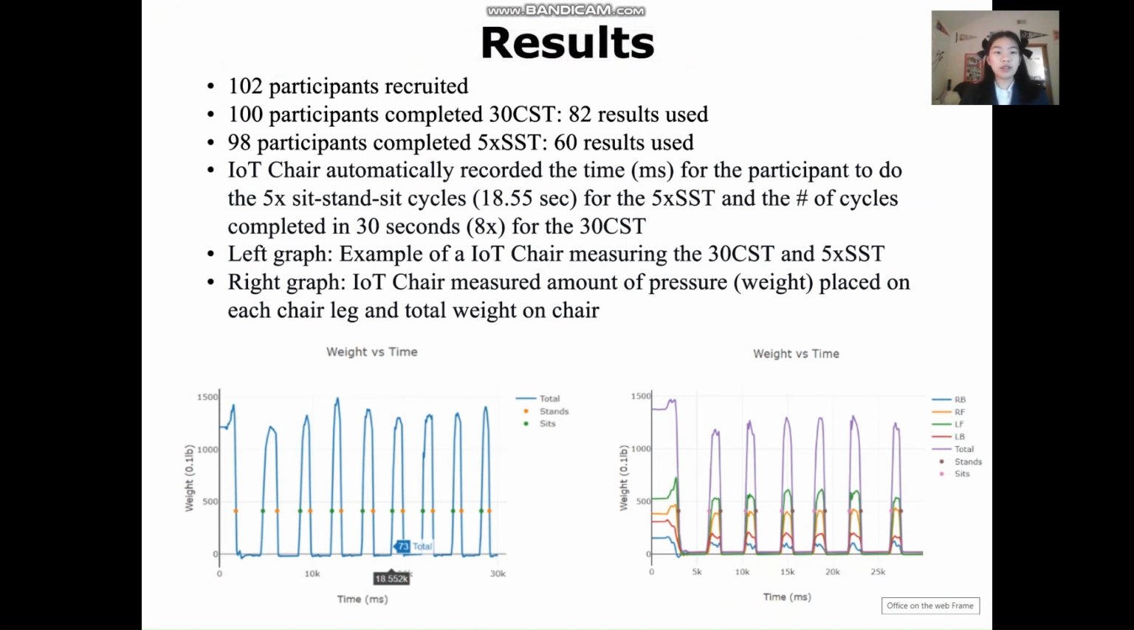The results of our clinical study were that 102 participants were recruited. However, not everybody was able to complete the 2 tests. Our IoT chair was able to automatically record the data. On the left is a graph showing the IoT chair automatically recording the 30-second test and the 5-time test. On the right is an example of the IoT chair automatically recording the weight change. The purple line is the total weight change, while the rest of the colors correspond to each chair leg and its weight change.